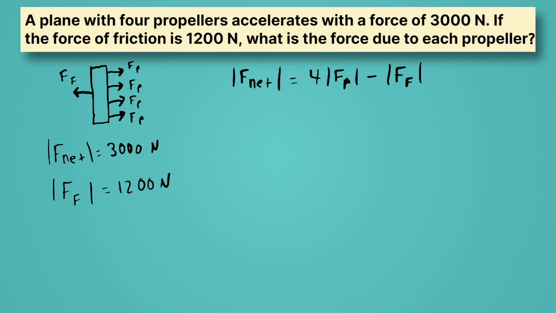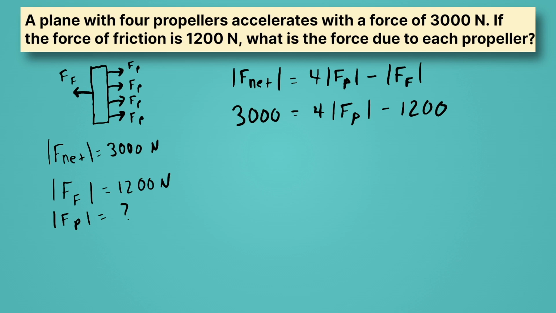Okay, what do we want? We want the force of that propeller. That's our unknown, right? And luckily our net force already has that there. So all we've got to do is go ahead and solve for that force of propeller. So we're going to plug in 3,000 newtons into the net force is equal to 4 times the thing we're trying to solve for, minus the force of friction, which is 1,200 newtons.